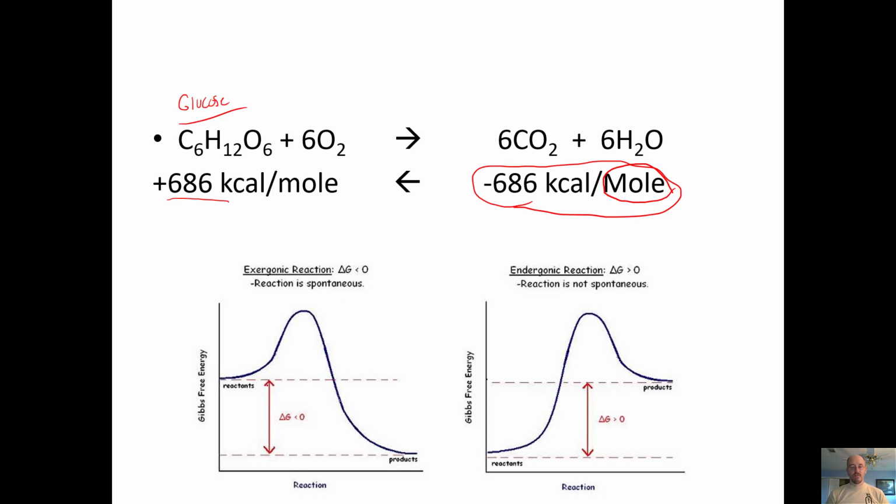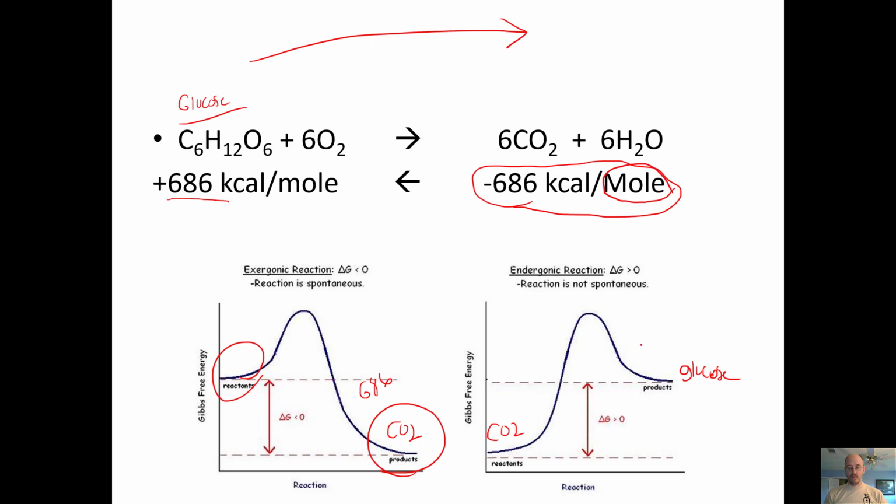Okay, so when you break sugar down, going in this direction, you start off with a lot of energy, and then CO2 down here has very little energy in it. If you go the other way and you take CO2, and water, I didn't add the water, but CO2 has very little energy in it. You add energy in, and you end up with glucose up here. That would be an endergonic reaction. Now we know that in this case we will have lost 686 kilocalories per mole, and here we will have gained 686 kilocalories per mole.